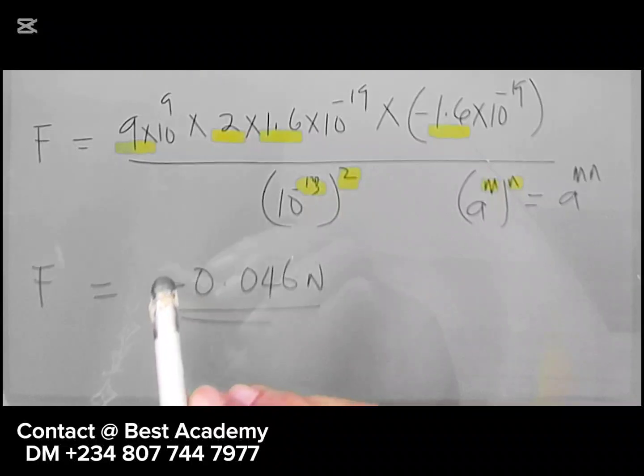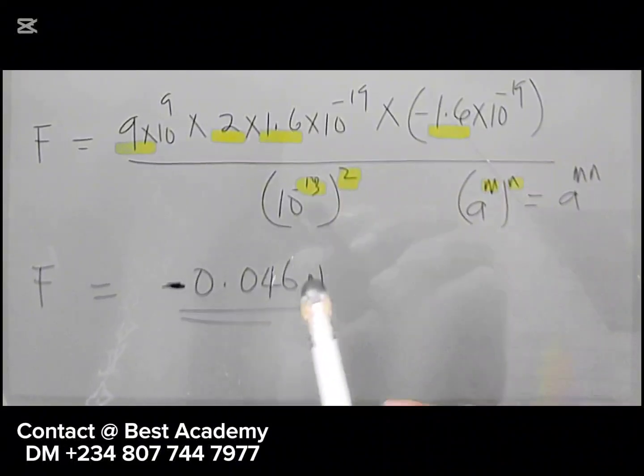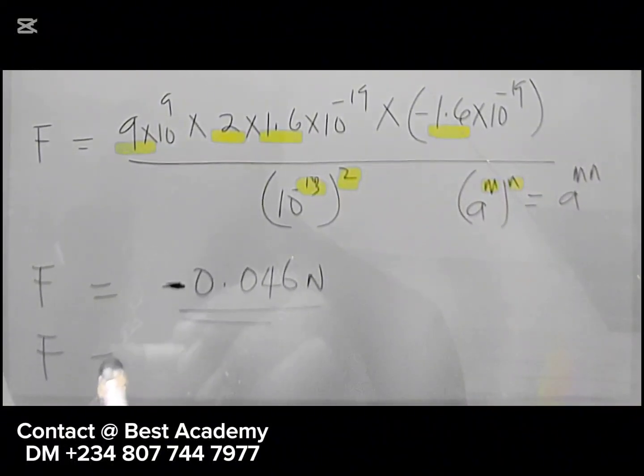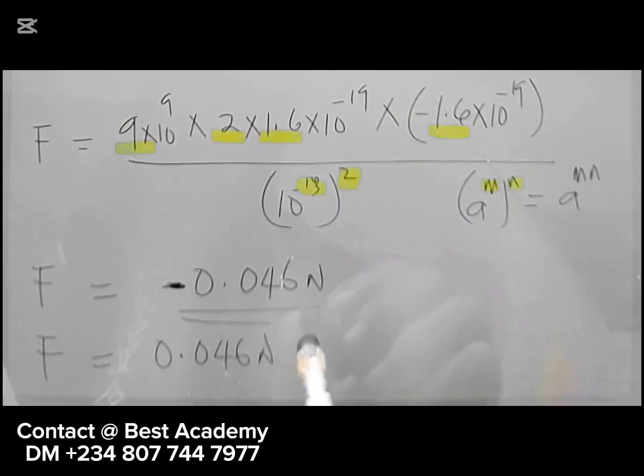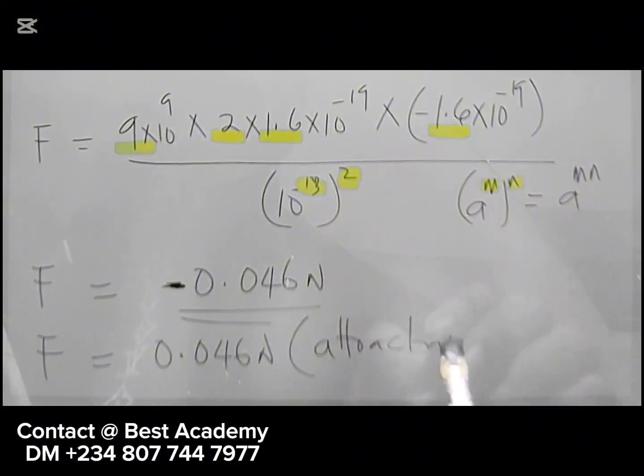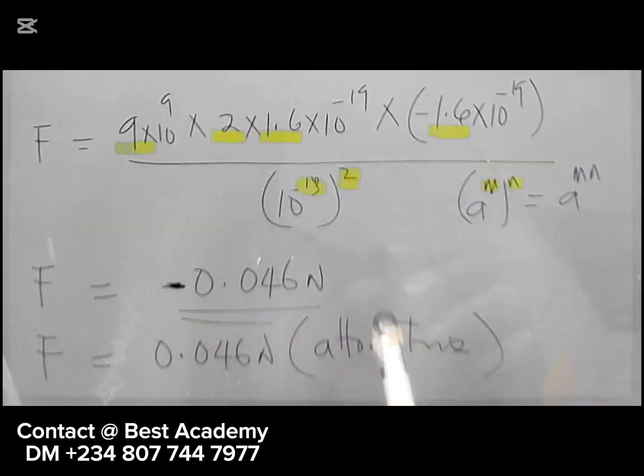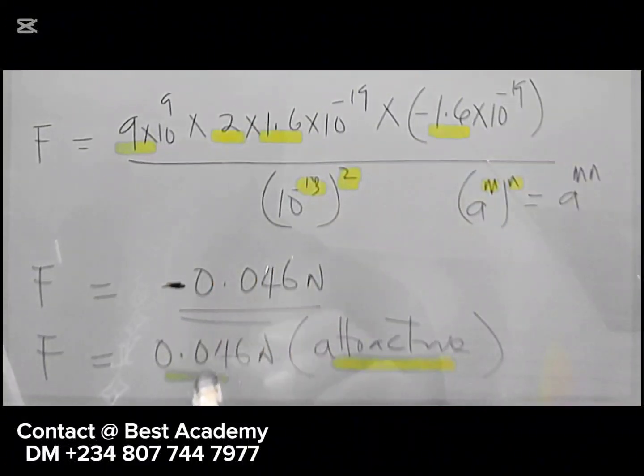Of course, there is a minus sign here, and this minus indicates that the nature of the force is attraction. Or you can write F is equal to 0.046 newtons, attractive. The word attractive means there is a minus at the front of this force.